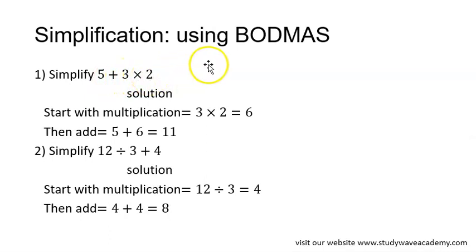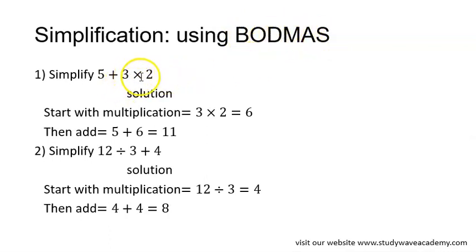In BODMAS, we are going to be following the pattern. If there is a bracket sign, we start with brackets. If there is a division sign, we start with division. If there is a multiplication sign, we start with multiplication. If there is an addition, we start with addition. And if there is subtraction, we start with subtraction. So whenever any of these are there, you start with the one that comes first.